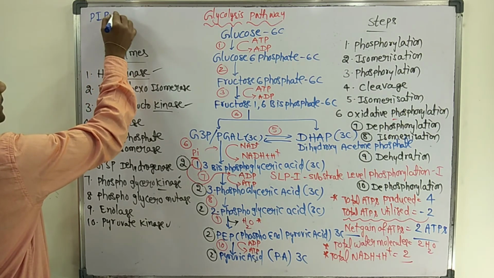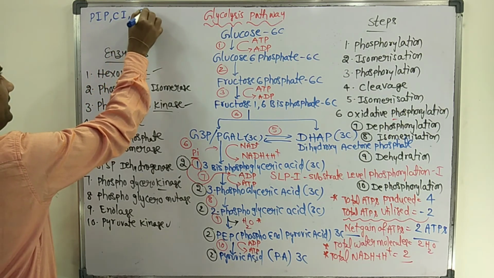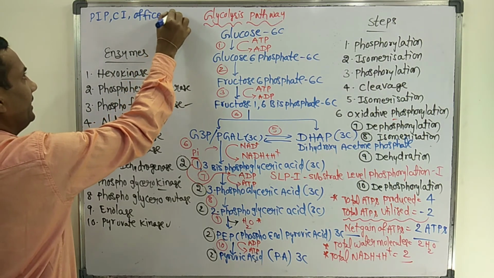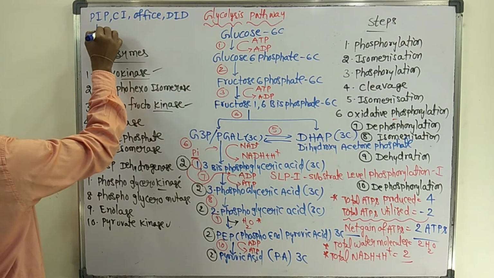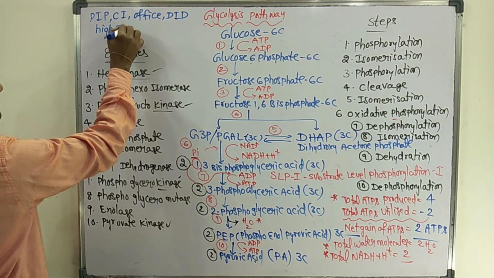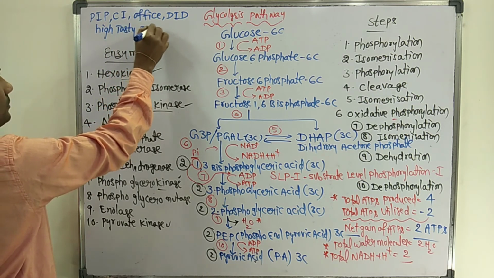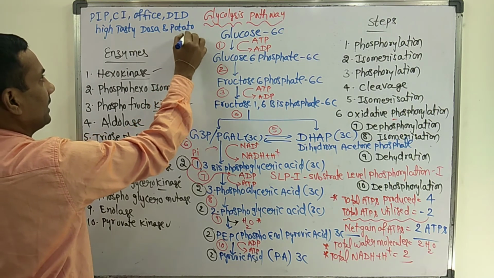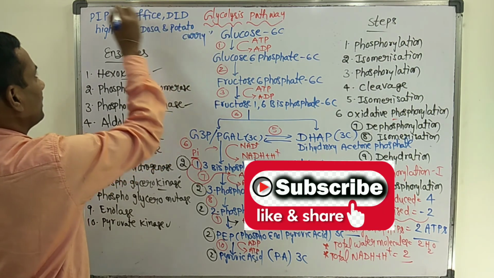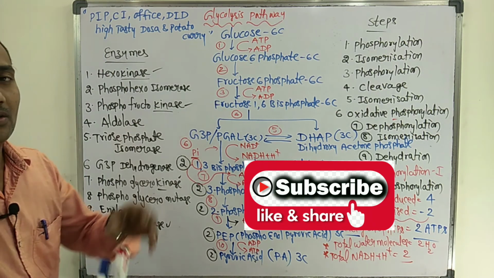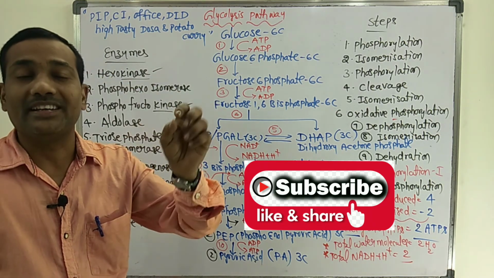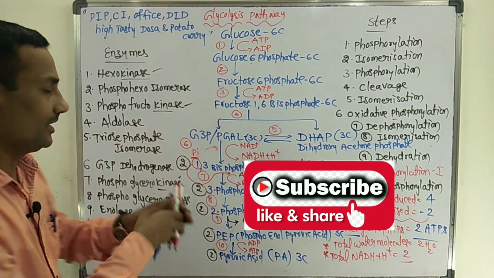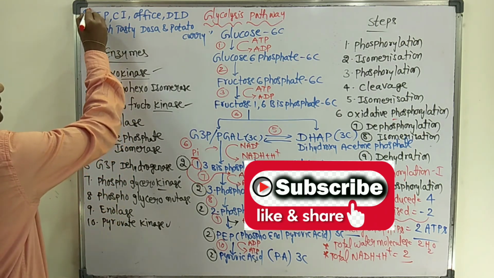Pip, he became CI. In his office, did high tasty dosa and potato curry. If this sentence is in your mind, it is easy to remember all the steps. How? I will tell you.